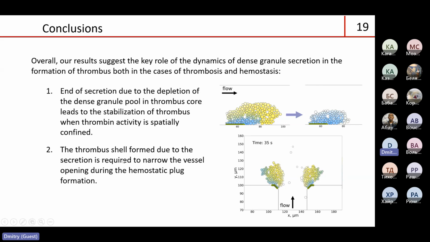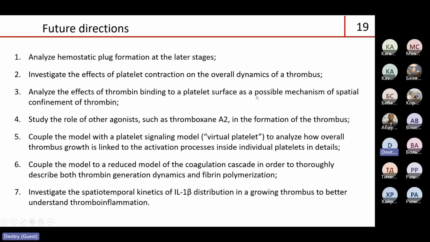Another prediction is that this secretion is important to narrow the transected vessel. And we believe that the function of this shell, which in this case just disassembles, is to close the vessel after the complete transection. So we think that it's really important in hemostasis, but in thrombosis, of course, it can also lead to vessel occlusion, but normally it shouldn't. Okay, so the future directions of this work.